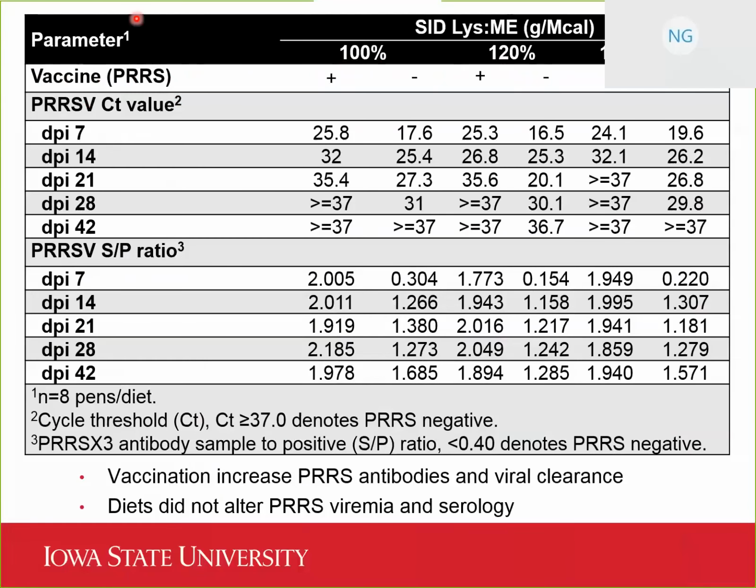One thing that people always ask me is, if we do something with the diet, are we actually altering the serology and virology of these pigs? I'm putting this up here to show that our vaccinated pigs, which were given the BI Ingelvac vaccine, seroconverted a lot faster compared to our non-vaccinated pigs. By somewhere between day 21 and 28, they stopped shedding virus and had seroconverted, whereas it took about 14 days for our non-vaccinated pigs to seroconvert. But whether we changed the lysine to energy ratio of the diet, it didn't seem to have a major impact on the serology or virology of the pig. So this type of diet did not alter the PRRS shedding profile.